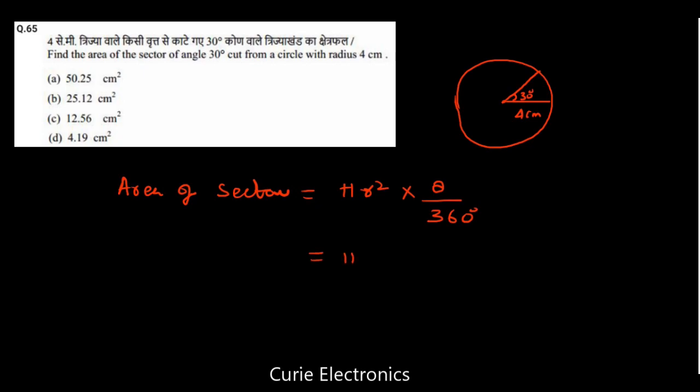So pi r square, I'll put the values. Pi multiplied by 4 square centimeter, 4 square multiplied by what is the theta you made the sector? 30 degree upon 360 degree. So this comes to 1 by 12. So what we get?